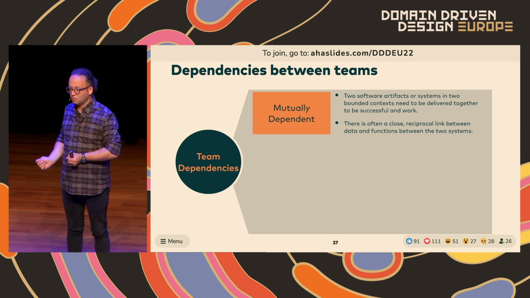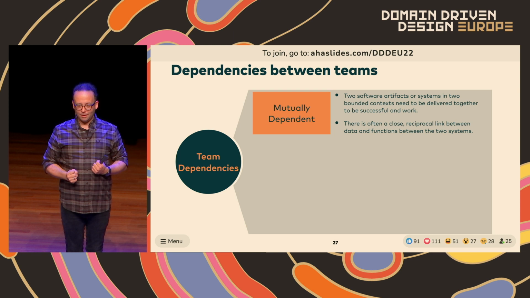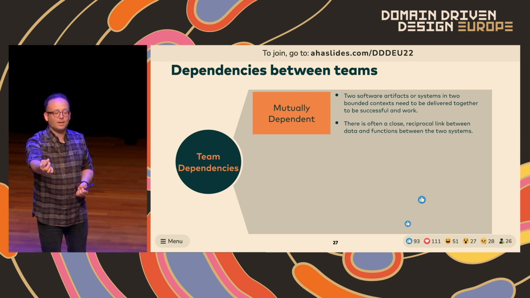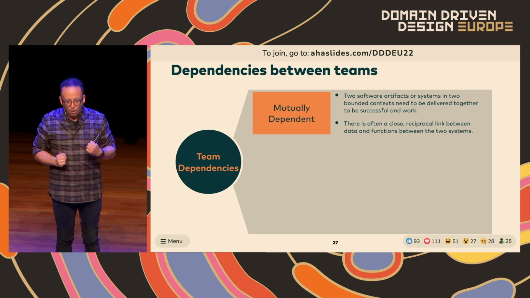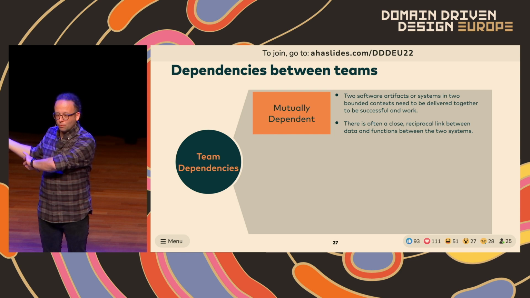One dependency is a mutual dependency. So let's say I am a team and you are a team. When I do something, you need to do something as well. And when you do something, I need to do something as well. So we have a mutual dependency. Obviously, the both of us, we will have to talk a lot together. We need to coordinate our efforts. We need to coordinate our testing, maybe infrastructure, and so on and so forth. So we are highly coupled, so to say.